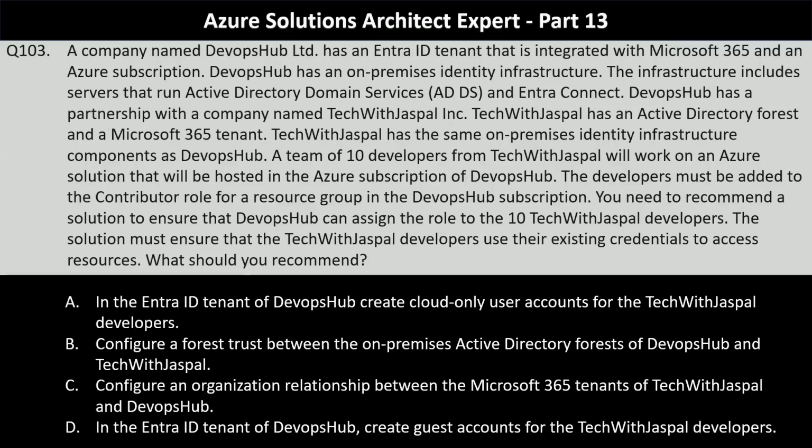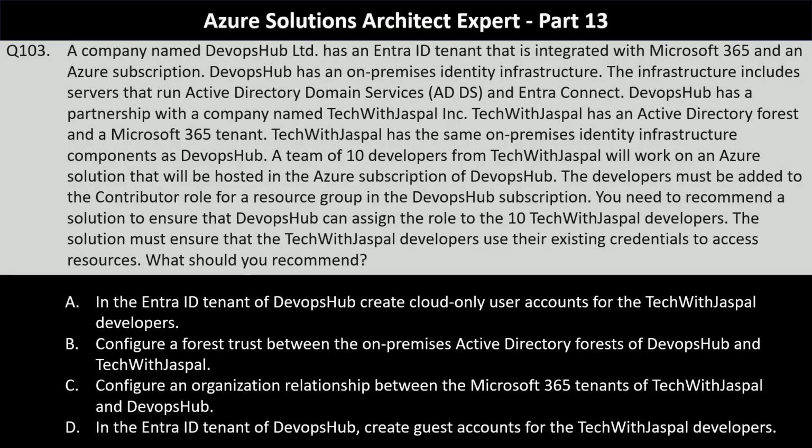Question number 103 of the series. A company named DevOps Hub Limited has an Entra ID tenant that is integrated with Microsoft 365 and an Azure subscription. DevOps Hub has an on-premises identity infrastructure. The infrastructure includes servers that run Active Directory Domain Services and Entra Connect. DevOps Hub has a partnership with a company named Tech with Jaspal Incorporation. Tech with Jaspal has an Active Directory forest and a Microsoft 365 tenant. Now, Tech with Jaspal has the same on-premises identity infrastructure components as DevOps Hub.